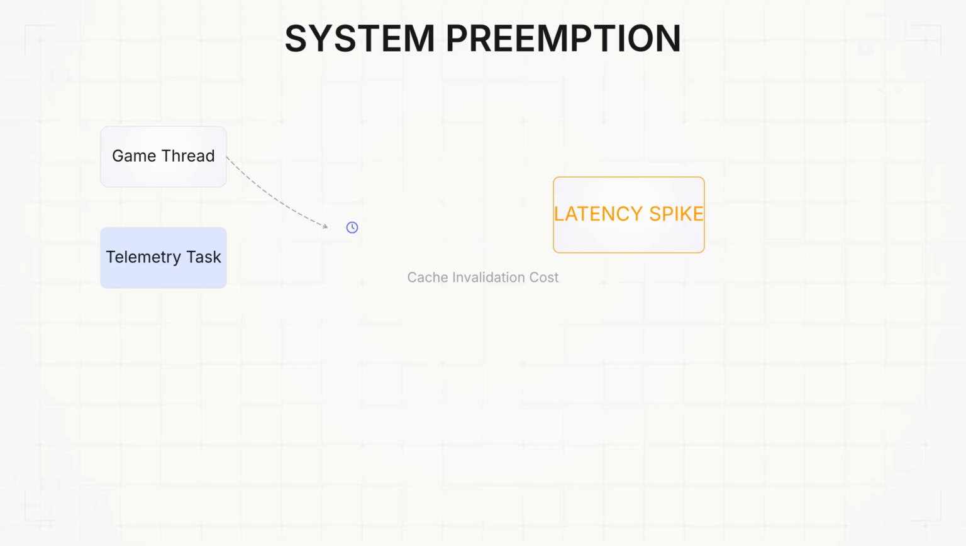Furthermore, high-frequency telemetry often relies on system interrupts. Every time a network packet is sent or a timer fires, the kernel may preempt your high-priority game thread. In a dense environment, these micro-interruptions add up to a death by 1,000 cuts, where the CPU is so busy managing the monitoring system that it can't maintain a steady clock speed for the actual work.